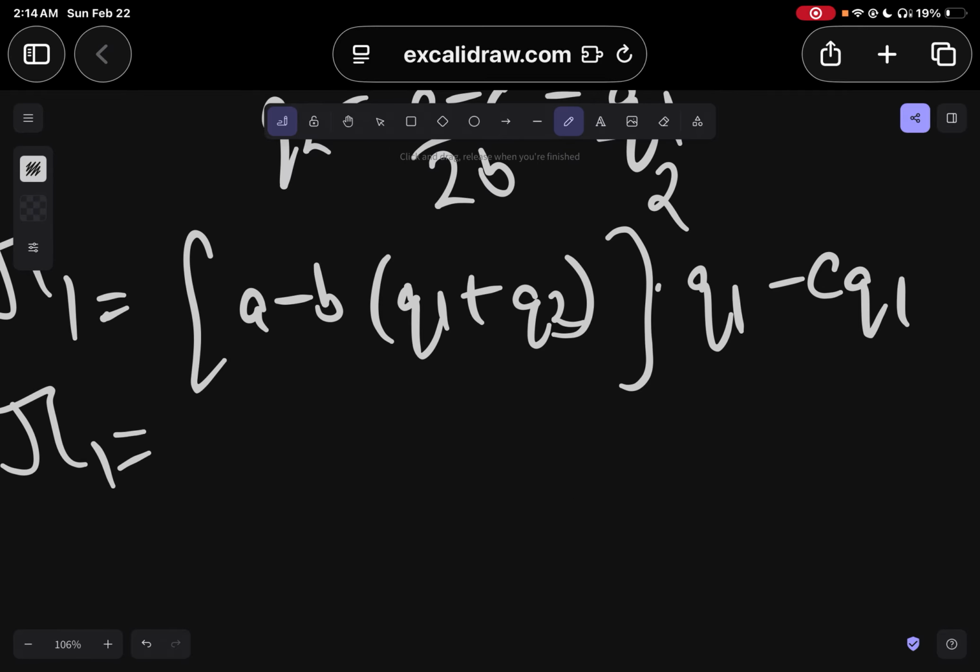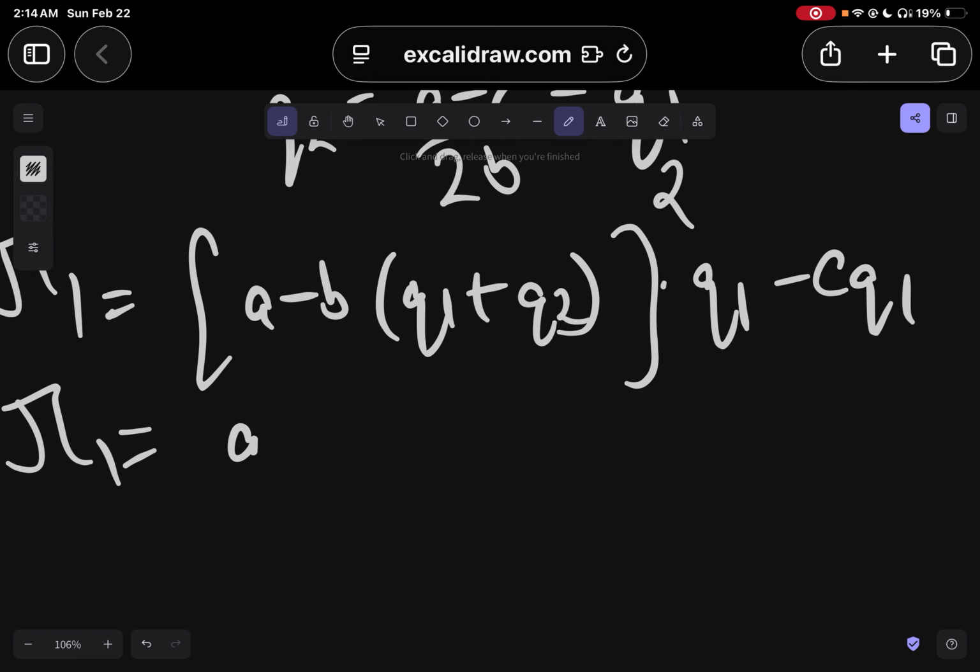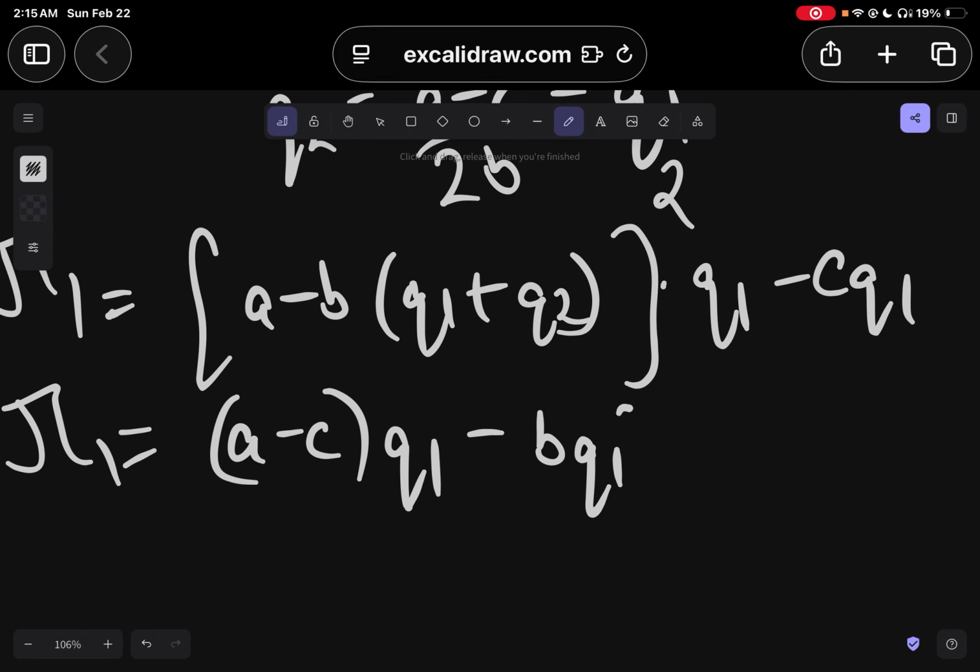Sorry. Pi 1 is A minus C Q1 minus BQ1 square minus BQ1 Q2.